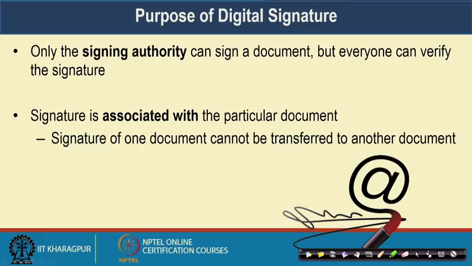So, the purpose of the digital signature is that only the signing authority can sign a document, but everyone else will be able to verify the signature. The signing authority will be signing the document and no one else will be able to forge that sign. The signing authority later on will not be able to deny that he or she has signed, but everyone else should be able to verify that the sign is originally signed by the intended authority.